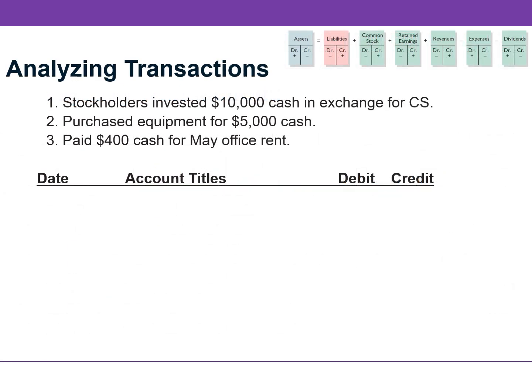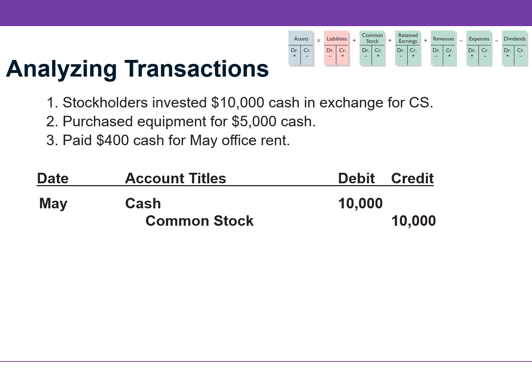For number 1, we identified that both cash and common stock were increasing. Cash is an asset, so debits increase assets. So we need to debit cash for $10,000. Common stock increases with credits, so we need to credit this account for the same amount.